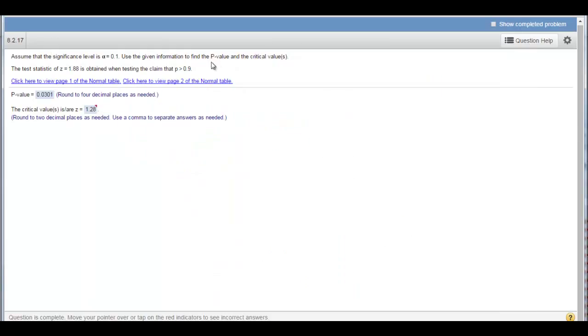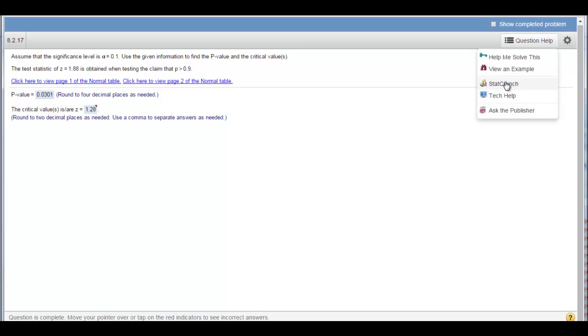We're also to find the p-value. We're told that the test statistic is 1.88. This is a one-tailed test to the right. And remember that the p-value is the area in the tail outside of the test statistic.